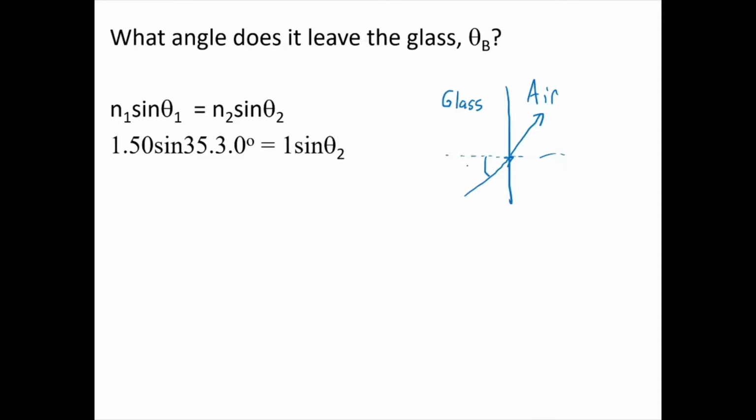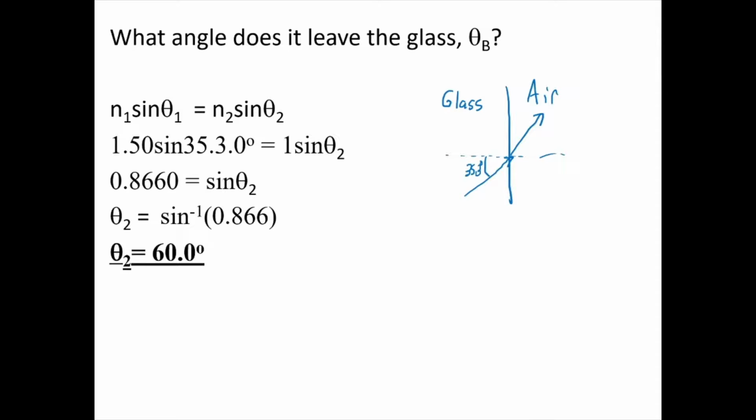So we just calculated that this angle is 35.3 degrees. But we're going to have to do the sine of that and then multiply it by 1.5. And then the other side is just sine theta 2. So 0.866. Oh, it works out to 0.866. Take the arc sine or the inverse sine. Hey, it exits at exactly the same angle that it went in at.